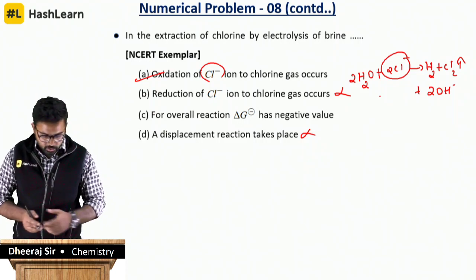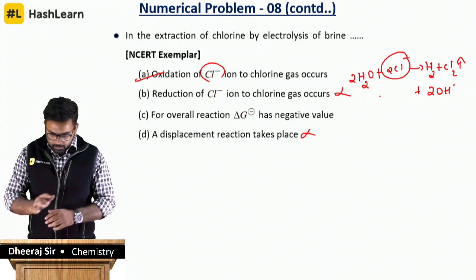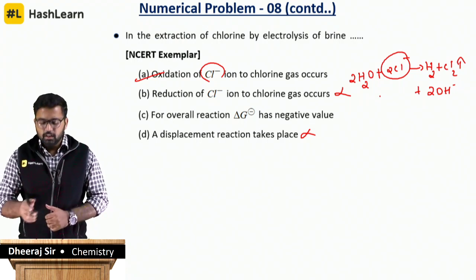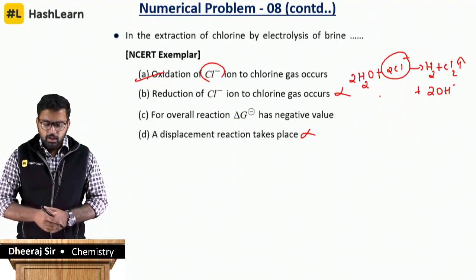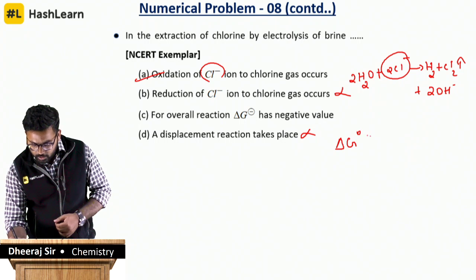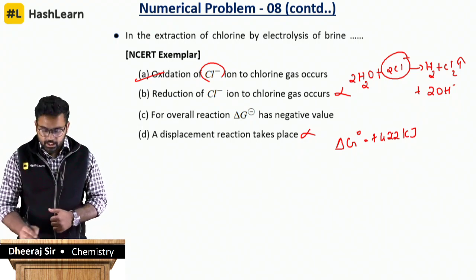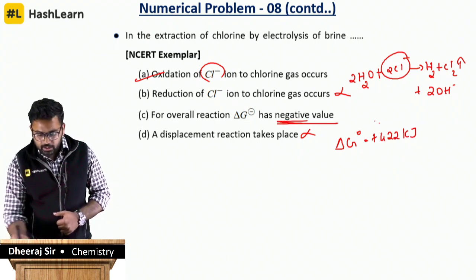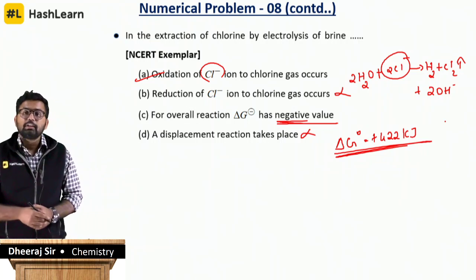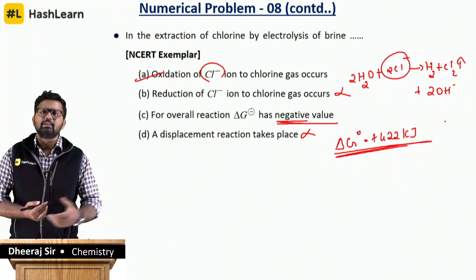So since Sakshi told C can be the answer, I'll give you a little logic behind it, Sakshi. If you look at the experimental value as to what would be the delta G naught value of brine's electrolysis, we will tell you that delta G naught for this brine's electrolysis is around plus 422 kilojoules. So outrightly I can tell that delta G naught does not have a negative value, delta G naught has a positive value. Then if it has a positive value, what does it mean? It means it is non-spontaneous.